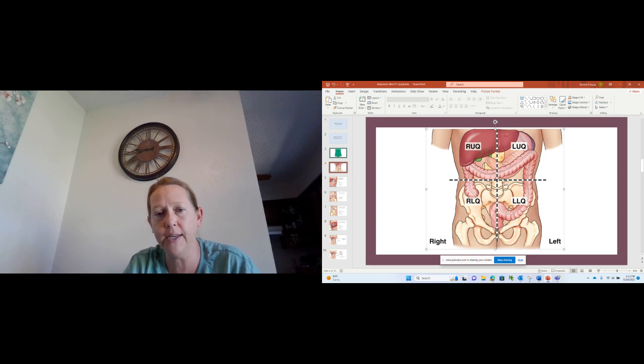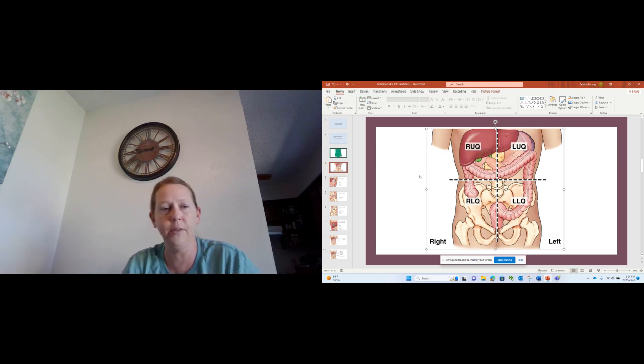So looking at this, see that structure that's behind the intestines? That's your C loop of the duodenum. It also contains the head of the pancreas, which is this yellow guy back here. Also, it contains your right kidney and your right suprarenal or adrenal gland, which is behind all this good stuff.